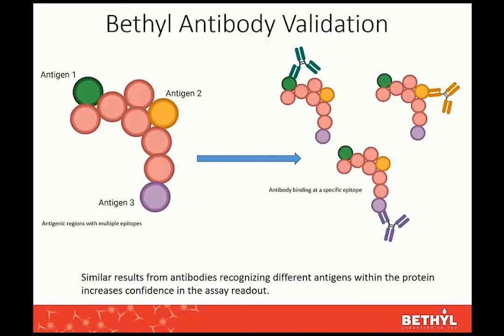And so how does that work? Well, you can design one or more antibodies to your protein from different areas of the protein. And in this case, we have 3 areas where we've designed an antibody to bind. And the ideal is that you test all 3 of these antibodies. And if these antibodies give you a similar result, it increases the confidence that your antibody is on target.